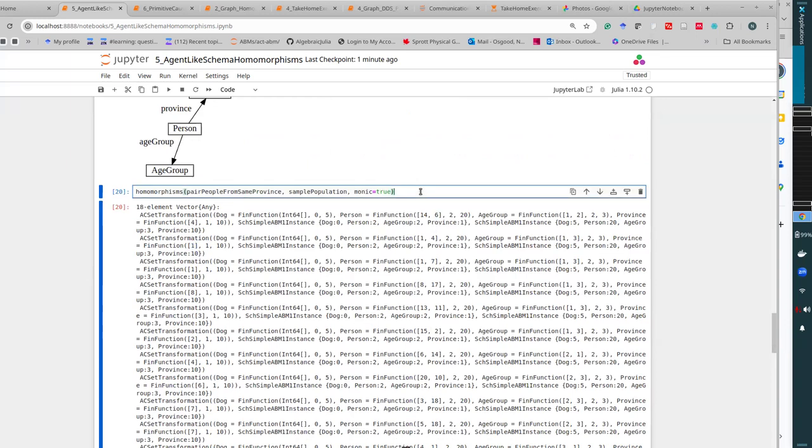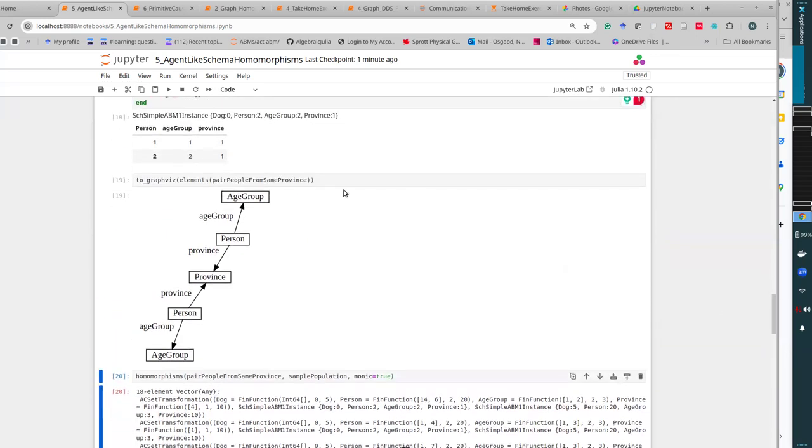Okay, so here we've said, find me pairs of people, that's two. It could be of any age group, we don't constrain that, but they have to be from the same province. Does the monic equals true just prevent the swapping? It prevents it from saying, I found a pair. It's person one and person three, and person three are in the same province. It's just like, yeah. Good job.